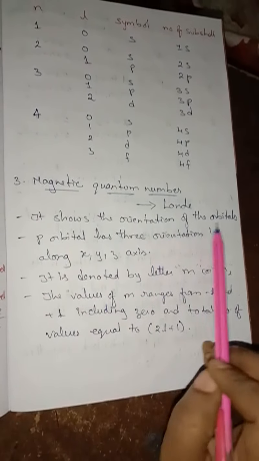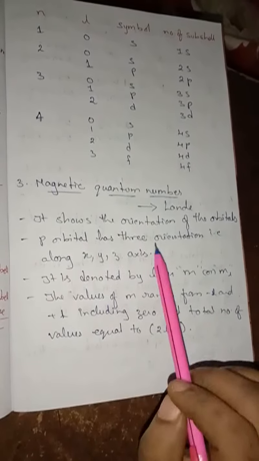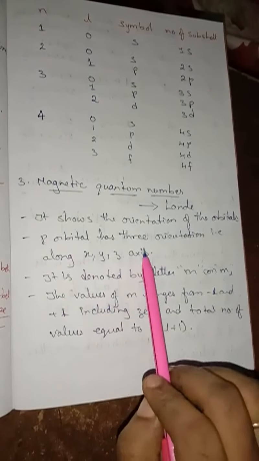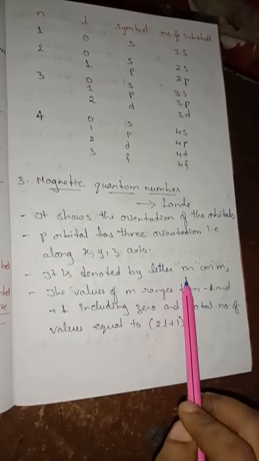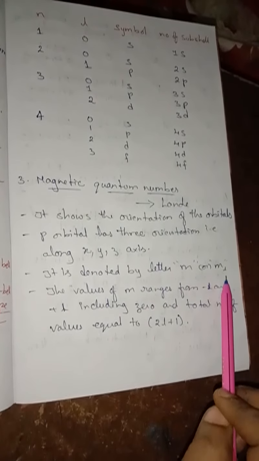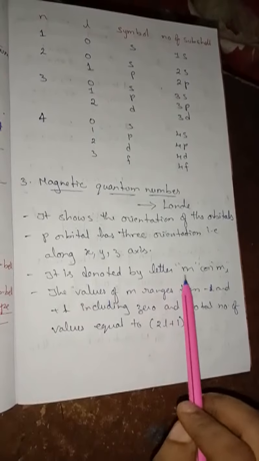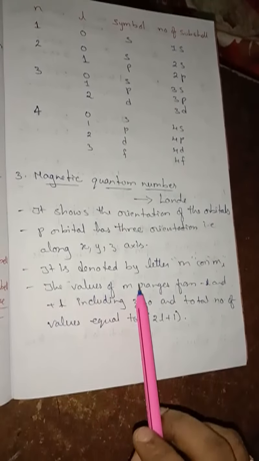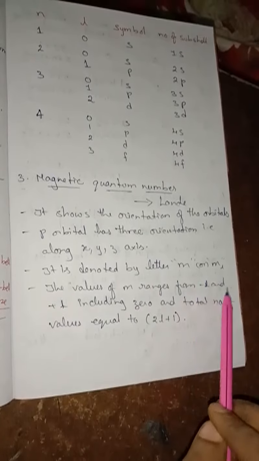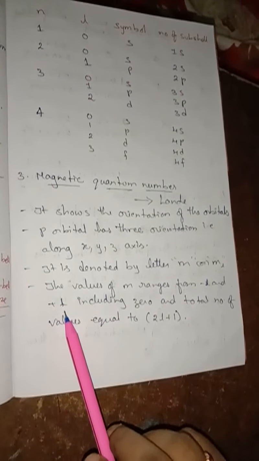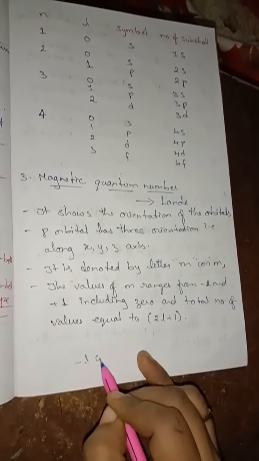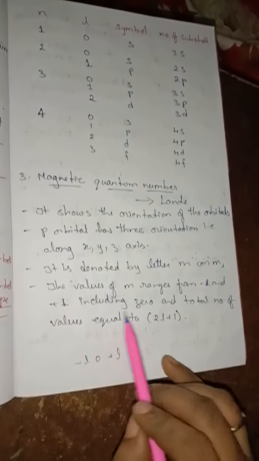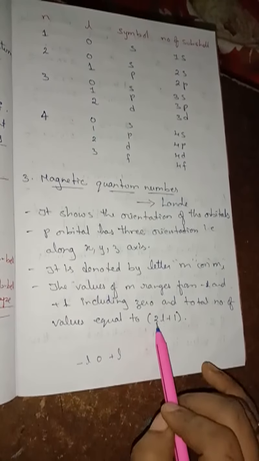Yes, children. Next comes the magnetic quantum number, which was given by Lande. It shows the orientation of the orbitals. The p orbital has 3 orientations, along the x-axis, y-axis and z-axis. The magnetic quantum number is denoted by the letter m or ml. The values of m range from minus l to plus l, including 0, that means minus l, 0, plus l, and the total number of values should be equal to 2l plus 1.